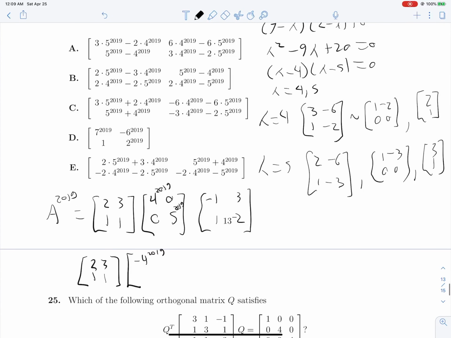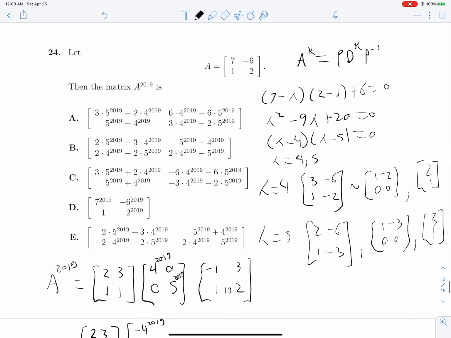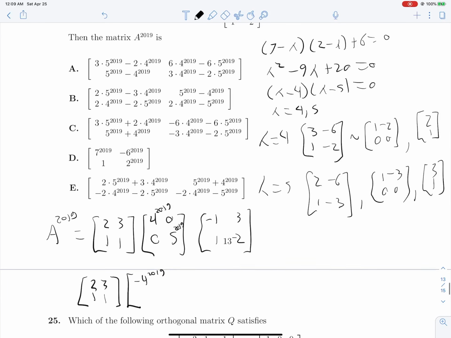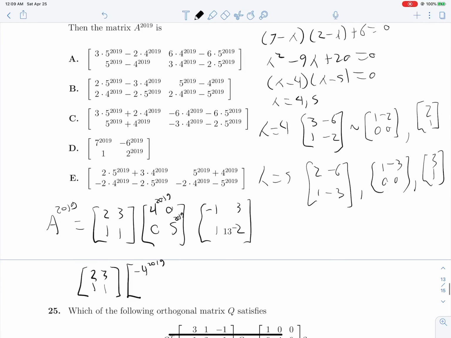Let me just make sure that I'm on the right track. Yeah, we should be good. I shouldn't be checking at this point. And on the bottom we have 5 to the 2019, and then over here we have 3 times 4 to the 2019, and then down here we get minus 2 times 5 to the 2019. Okay, now multiplying these together, we get a 2 by 2 matrix.